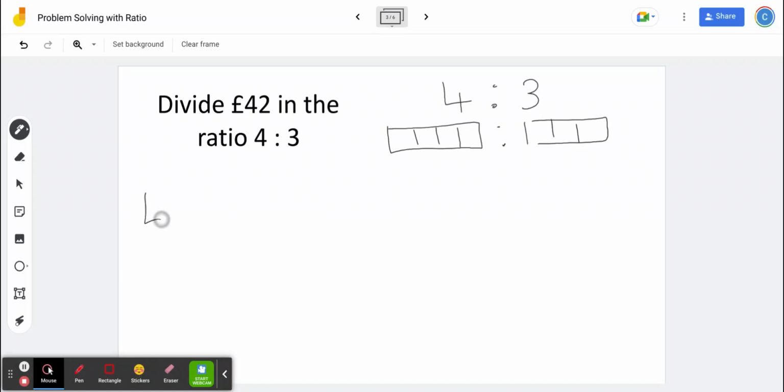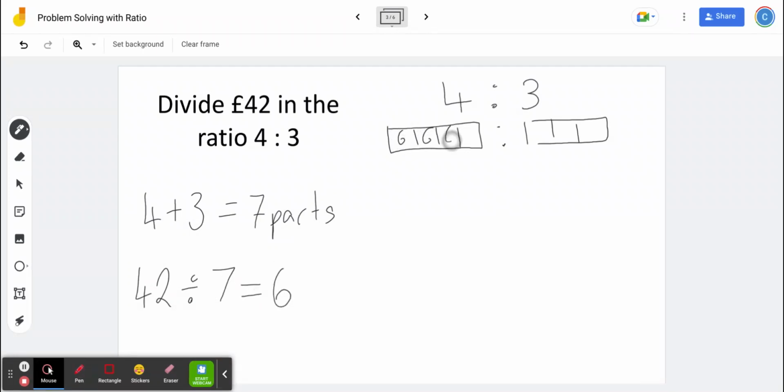So the first thing I do is understand that I have a total of 7 parts. So my mission, therefore, is to spread that 42 out, divide it across 7 parts, which gives me £6 in each part. So there's me writing 6 in each part. So this part to my left is 4 times 6, which is £24. And this part to my right is 3 times 6, which is £18.